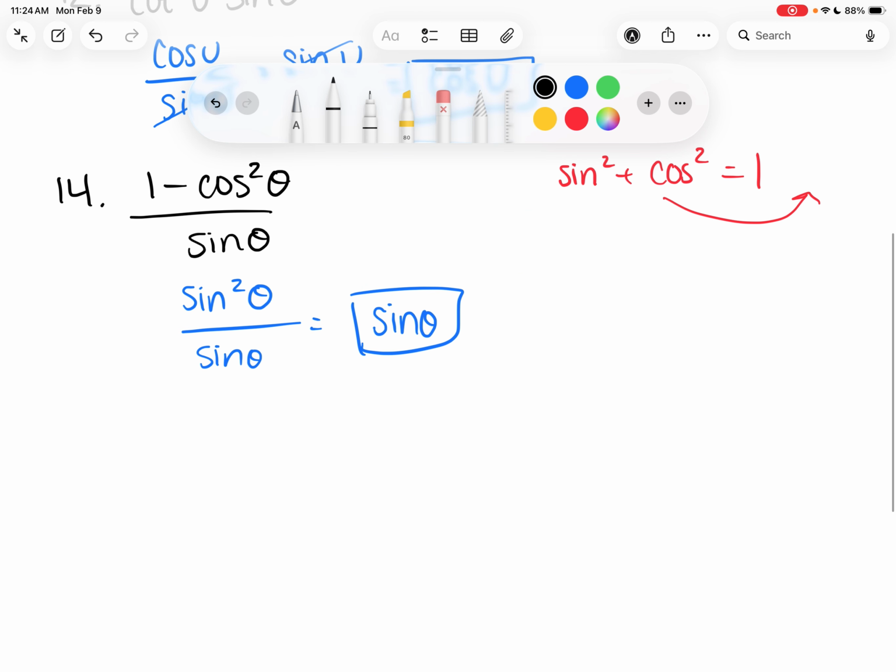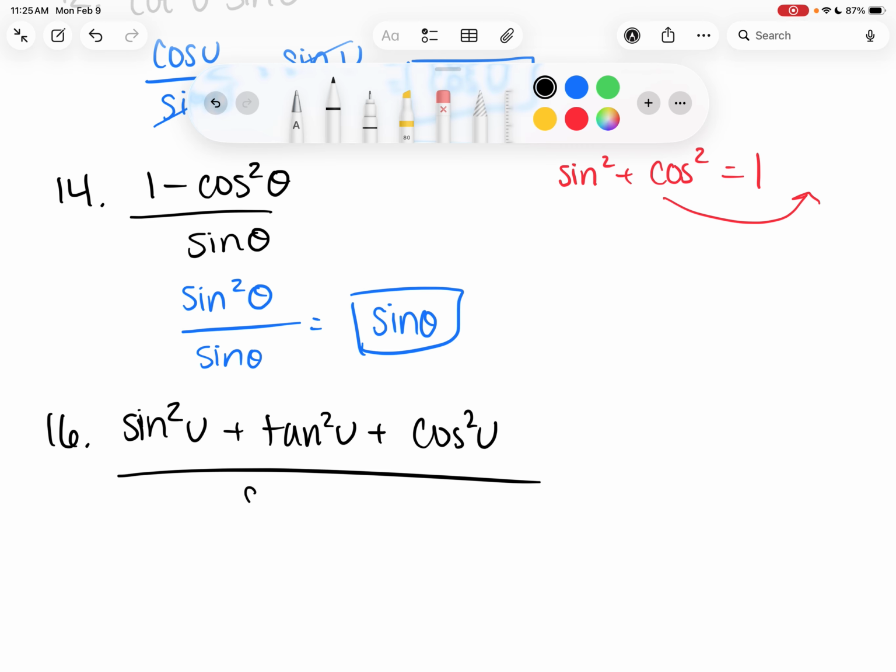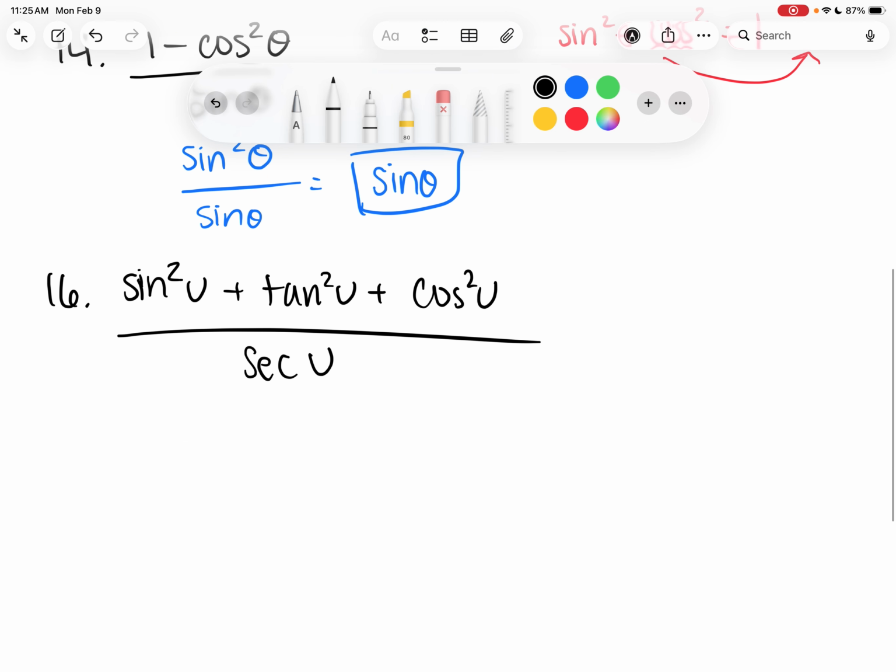All right, I want you to just start thinking through this one while I run and see Ethan for a second. Sine squared of u plus tangent squared of u plus cosine squared of u over secant of u. So see if you can start figuring that one out. It shouldn't go off that quick, but if it starts to go dark, somebody hit it so it doesn't lose the video.